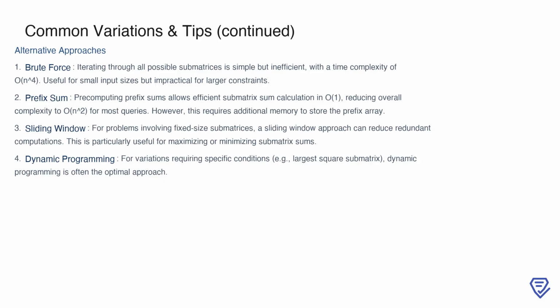Lastly, dynamic programming is a powerful tool for variations of this problem that involve specific conditions, such as finding the largest square submatrix. It systematically builds solutions to smaller subproblems, making it an optimal choice for these kinds of tasks. Each of these methods has its strengths, so the best approach depends on the problem's constraints and requirements.